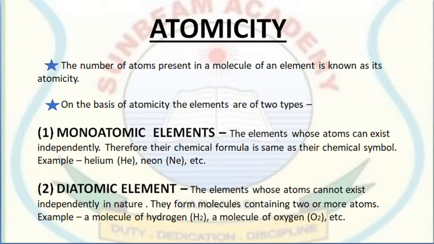The number of atoms present in a molecule of an element is known as its atomicity, and the atomicity of some of the common elements we are now going to discuss.